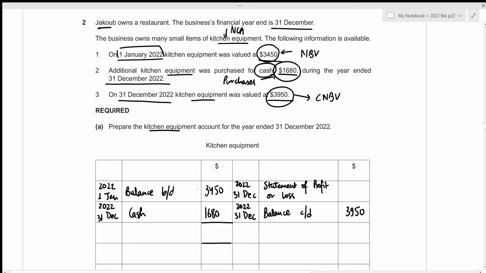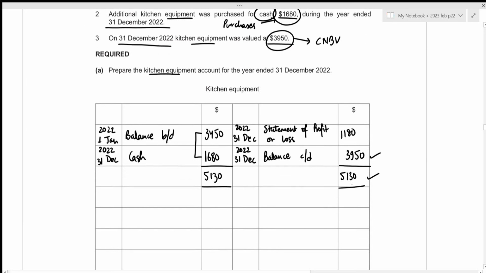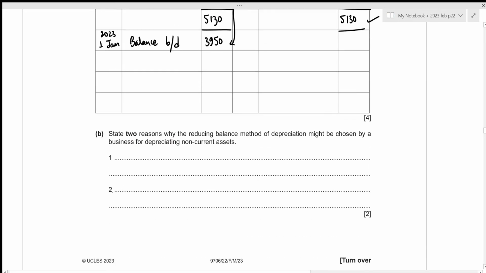So let's figure out the total from the debit side. That's 3,450 plus 1,680, which results in 5,130. Same for the credit side. Now our balancing figure is just going to be 5,130 minus 3,950, which results in 1,180. And the next thing that we need to do is to show our closing balance as the opening balance for next period. So that's 3,950 as our opening balance. And this will be at the date of 2023, 1st January. That is all for the first part of this question. Let's move to the second one.